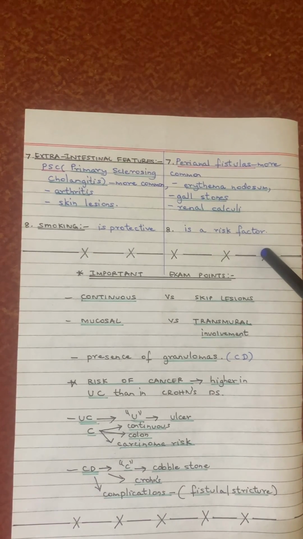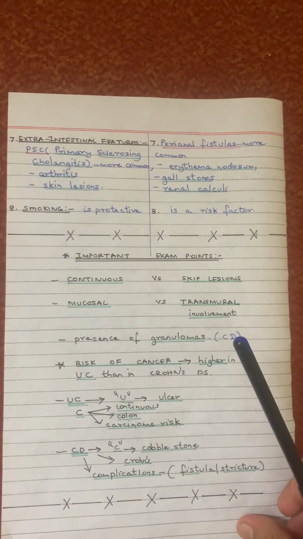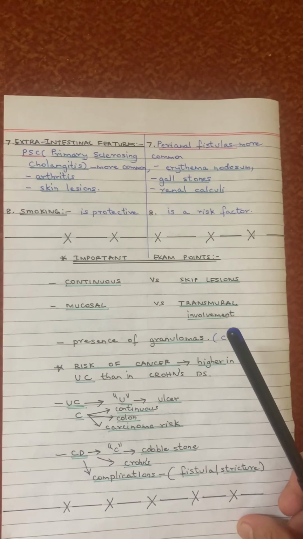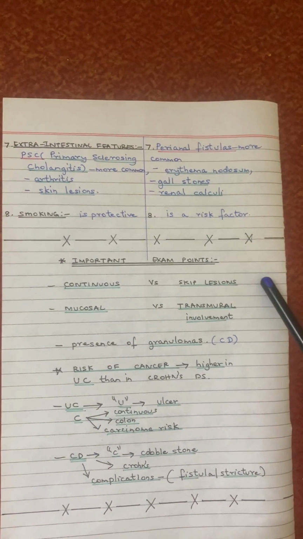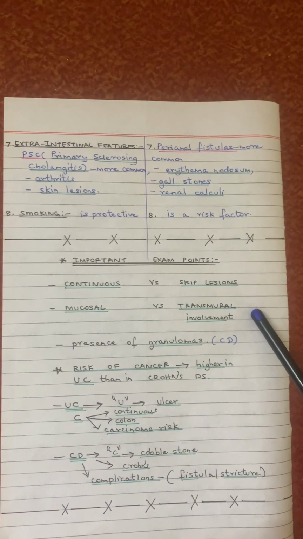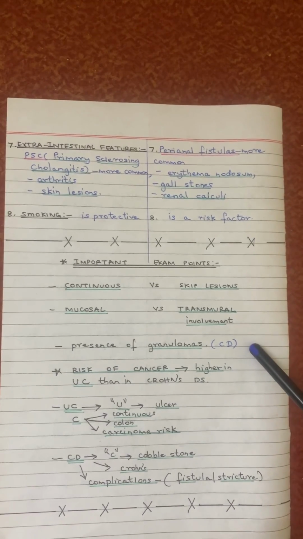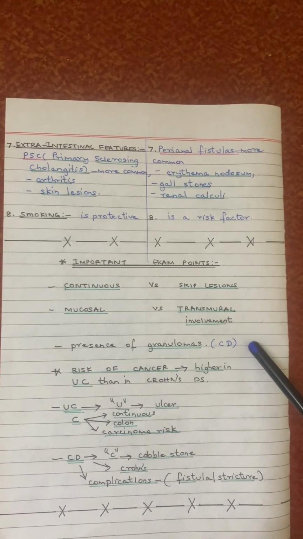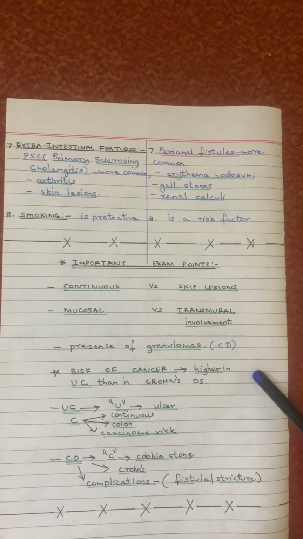Now with this we complete the difference between ulcerative colitis and Crohn's disease. Now quickly revise the most important points from the exam point of view. See, continuous versus skip lesions, mucosal versus transmural involvement, and no granulomas in ulcerative colitis, and presence of granulomas in Crohn's disease. And the risk of cancer is higher in ulcerative colitis than in Crohn's disease.